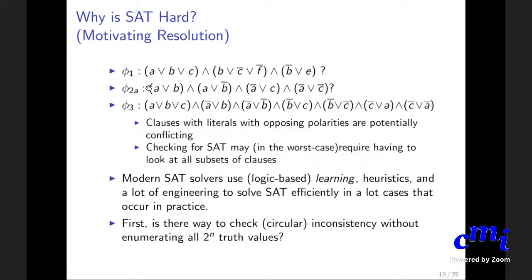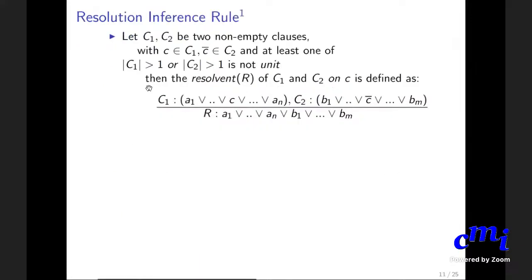First, you can ask if there's an easy way to check the inconsistency. Because the inconsistency could occur in any subset of the clauses, you will have to look at all the clauses. Without enumerating 2 to the n truth values, and seeing that all the cases are false, is there a way? Of course you can enumerate the 2 to the n. And that is what this resolution principle is about.